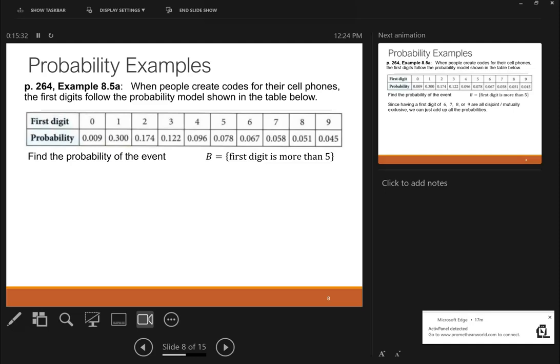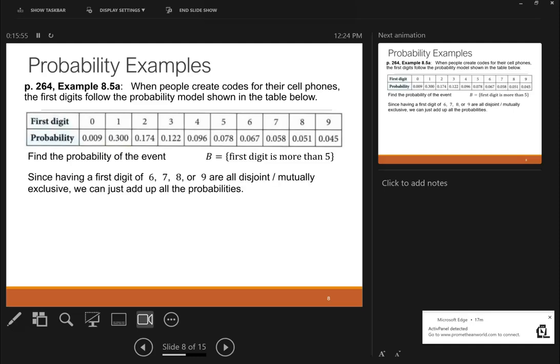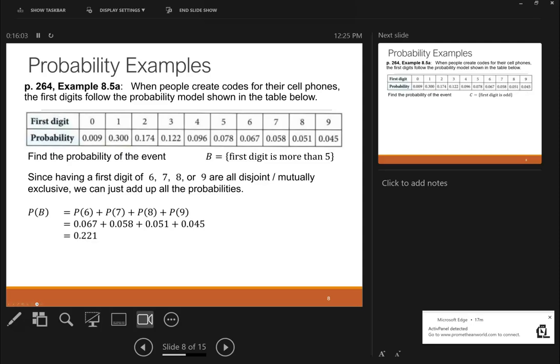Yes. You can't be both 6 and 7, or 7 and 8, or 8 and 9, or 9 and 6. The first digit can only be one thing. It can't be two different things. So how do we calculate the probability of the event that contains the outcomes 6, 7, 8, and 9? Since they're mutually exclusive, we can just add up the individual probabilities for 6, 7, 8, and 9. And that gives us 0.221. Very easy, right? No big deal.